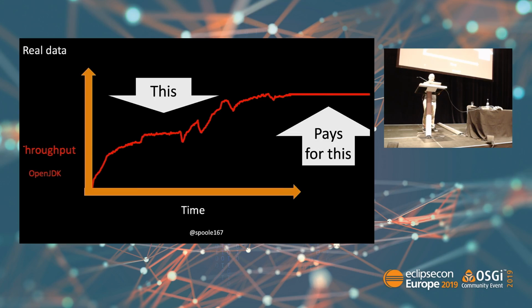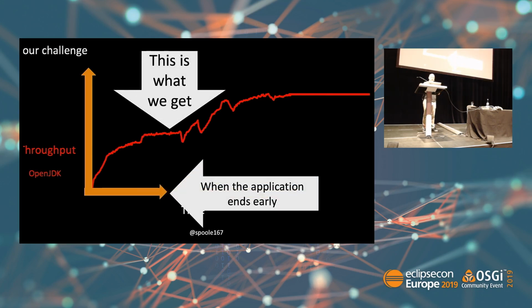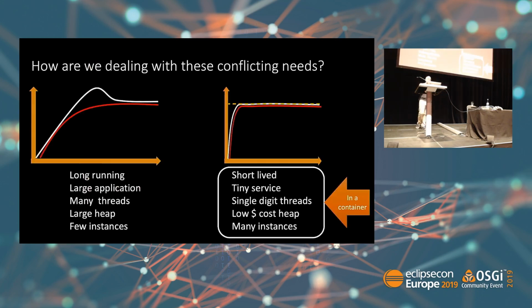Okay? Now, if your application doesn't run that long, then all that investment in trying to optimize it for the future gets wasted. So you end up with this situation, you get less throughput than you expected because you haven't had time to profile the application, and we're all beginning to suffer. So, what are we doing? Two different workloads. Long-running things, large applications, you know the works, and then versus microservice, small containers in a container. Different thing entirely.